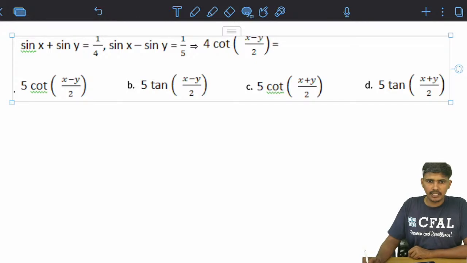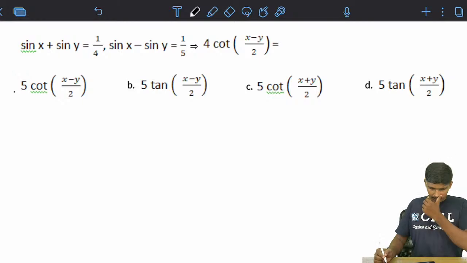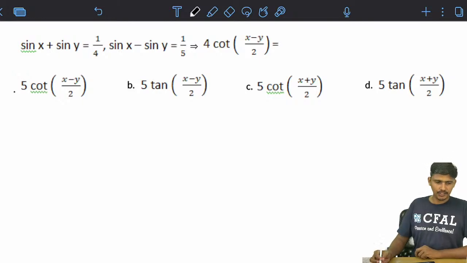Sin x plus sin y is equal to 1 by 4 and sin x minus sin y is equal to 1 by 4. So which implies, what is the value of 4 cot of (x minus y) by 2? What is the value of this particular expression? So what to do here?